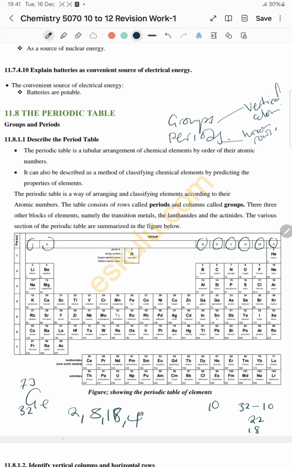Now let's check in which group it is found. Germanium is here. You have seen that it is in group 4. Okay, so that's how we solve these things.